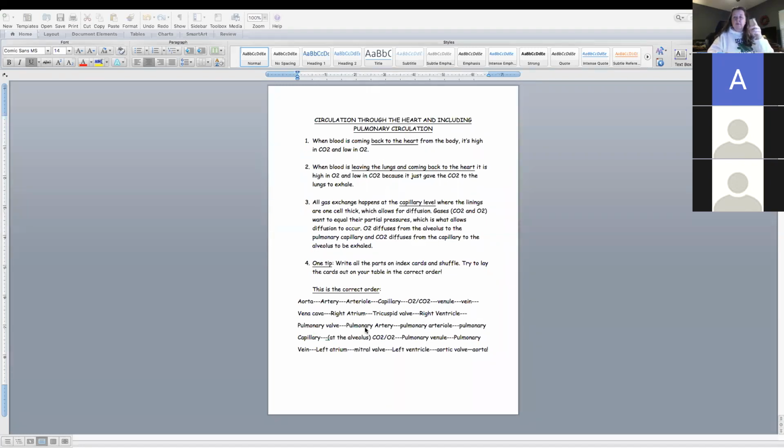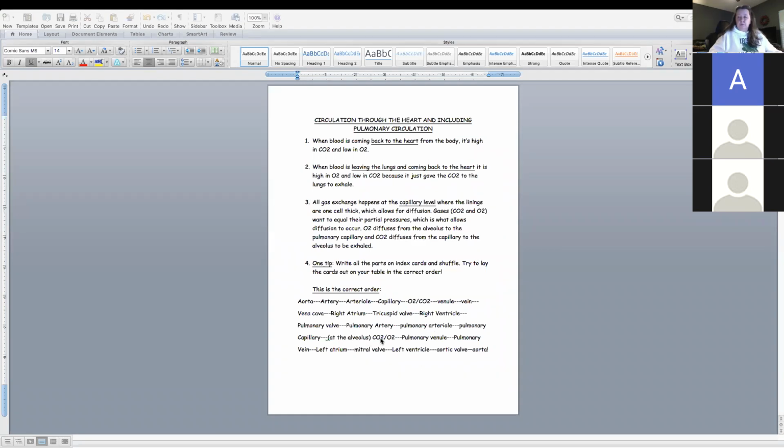Now, this is where it's different from the last test. Then it goes, and you have to say pulmonary. You can't just say arterial. So now it's a pulmonary artery, pulmonary arterial, pulmonary capillary. And I have written here at the alveolus because that's where it's happening. The capillary is going to be around one of those individual spots.